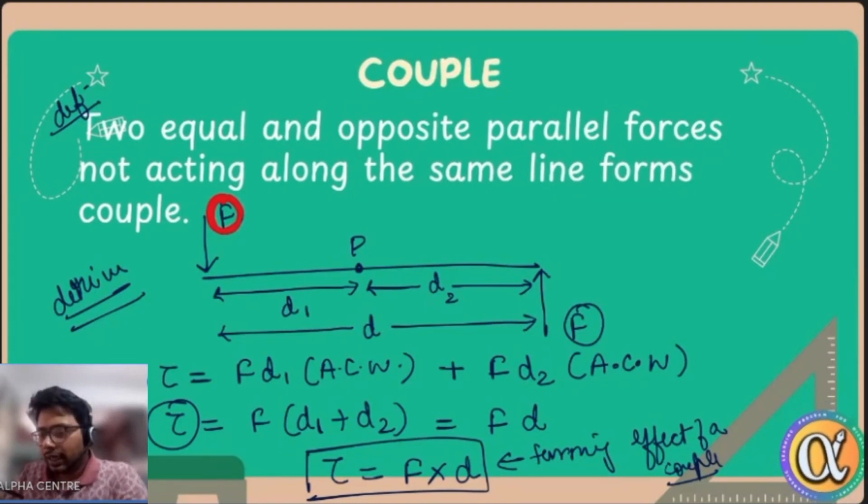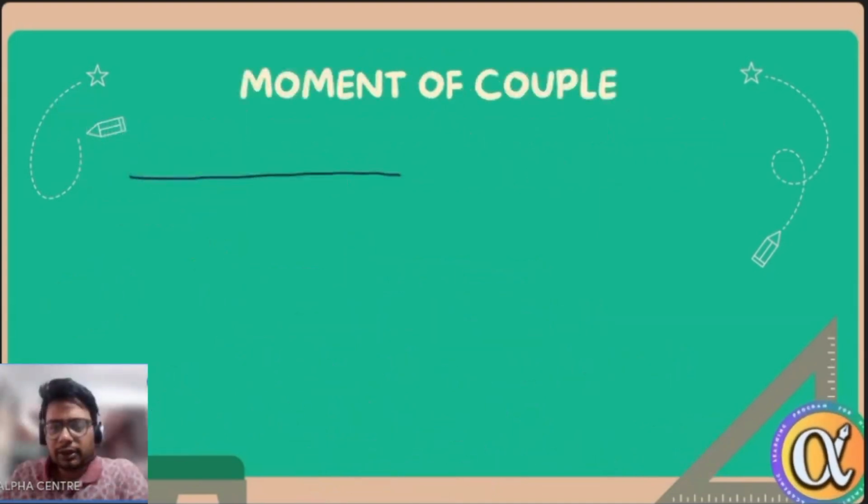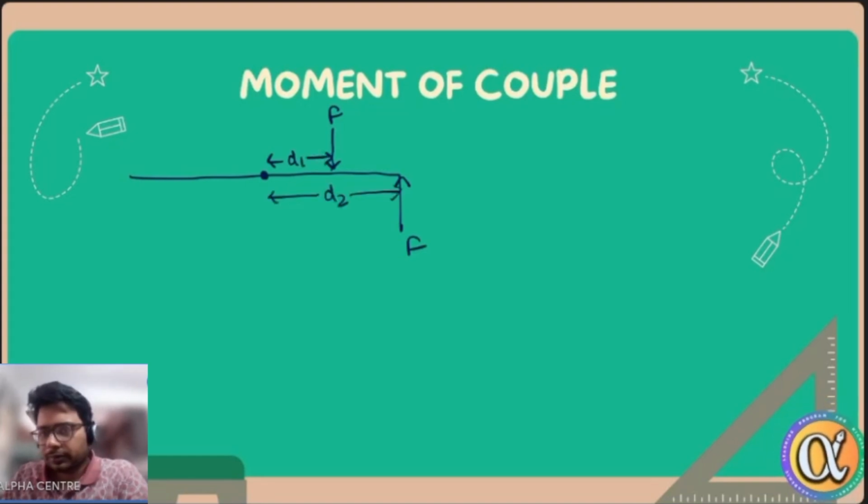Here I would like to add one point which is not given in the textbook. It is again not compulsory that the forces are on either side of the pivot. It can also be possible that the forces are on the same side of the pivot. Another situation where two equal forces are acting, but this time the two forces are on the same side of the pivot, F and F. The distance of one force from the pivot is D1, and the distance of the other force from the pivot is D2.